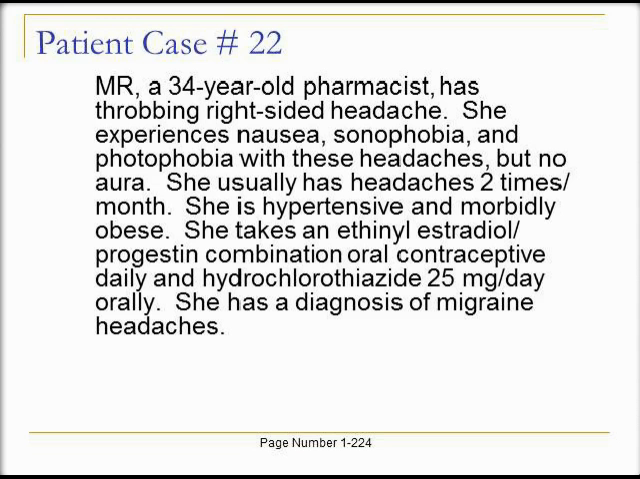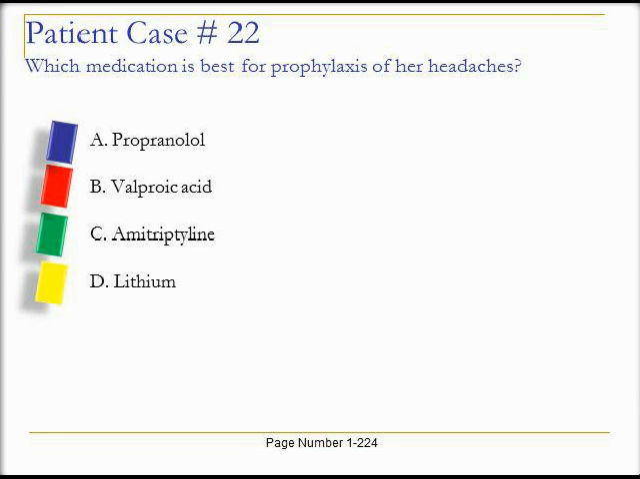Okay, switching gears once again, we're on to the world of headache. We have MR, a 34-year-old pharmacist, who developed a throbbing right-sided headache, experiencing nausea, phonophobia, and photophobia with the headaches, but no aura. She usually has headaches twice a month. She's hypertensive, she's morbidly obese, she takes an ethinyl estradiol progestin combination oral contraceptive, and hydrochlorothiazide 25 milligrams a day. She has a diagnosis now of migraine headache.